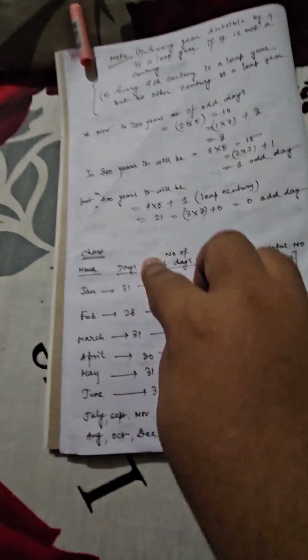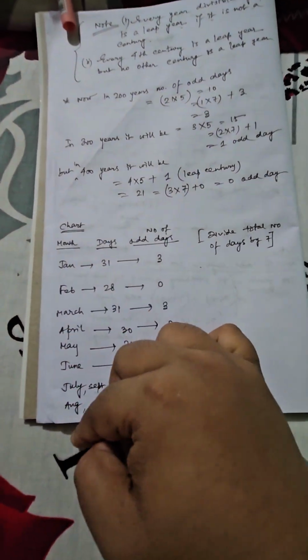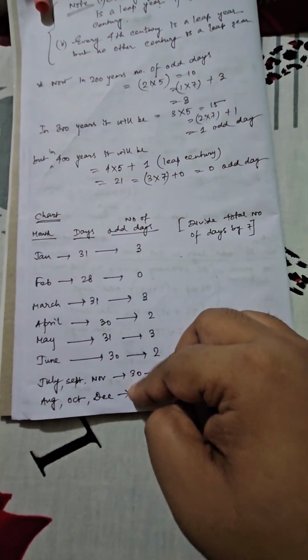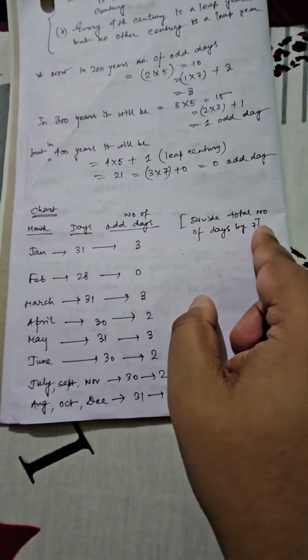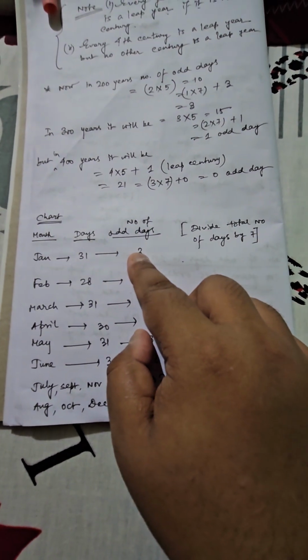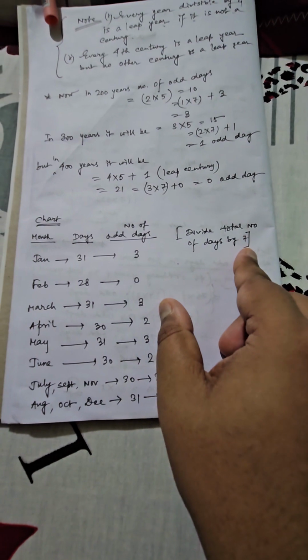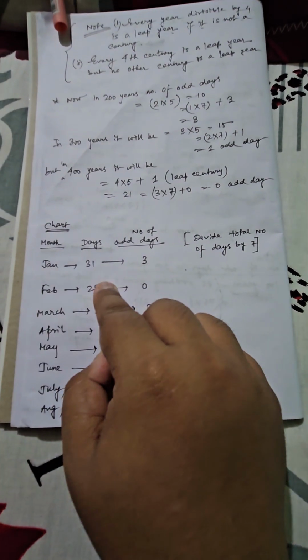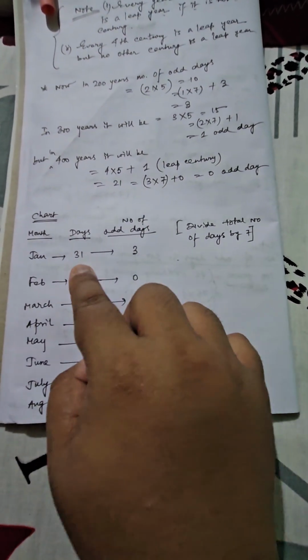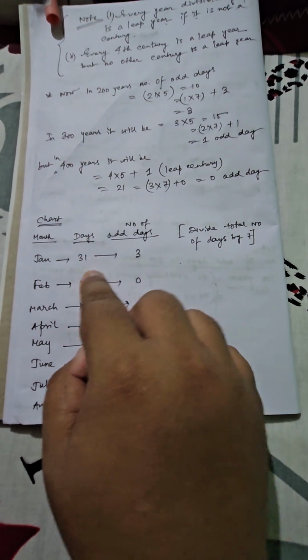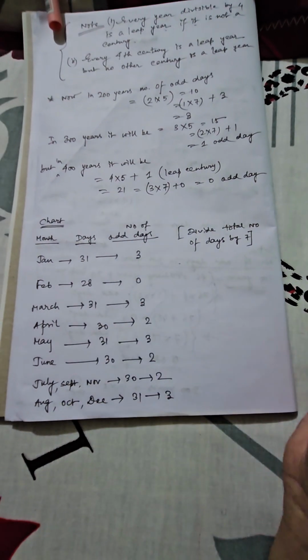Now here I have given a chart for your convenience. You can see I have listed all possible months, their respective days and number of odd days, and I have also given the idea of how to determine the odd days. Simply divide the total number of days by 7. In case of January it is 31 days, so divide it by 7: 4 7s are 28, the remainder will be 3, so the number of odd days will be 3.